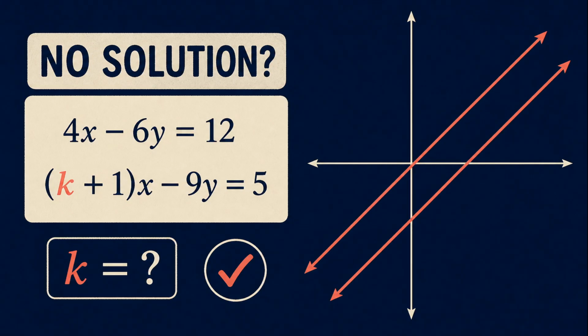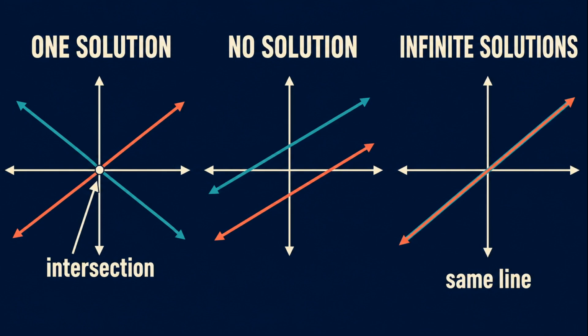At first, no solution sounds like the question has taken away the information you need. But on the SAT, that phrase is often the information. Let's turn it into a picture before touching the algebra. A solution to a system is one ordered pair, one x value and one y value that makes both equations true. On a graph, that pair is an intersection.